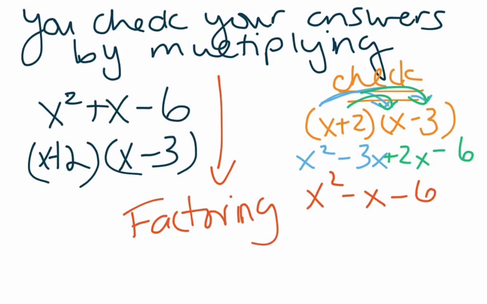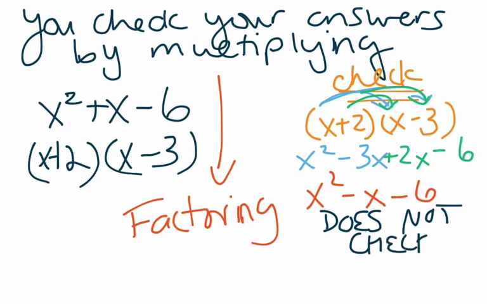And what we notice here is that it actually doesn't check. I have done it incorrectly. And the way I know it doesn't check is because I got a minus x, and what I wanted to get was a plus x. So just notice where I'm kind of dragging the cursor across the screen here. This actually does not check, and it's my way of knowing that I factored it incorrectly.